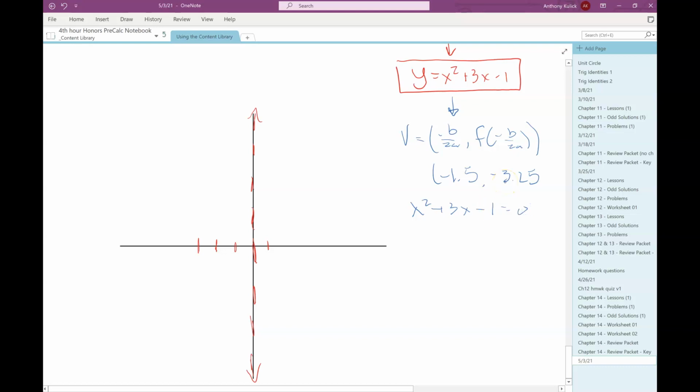Mr. Cole, do you think we're gonna have many of these in the homework? Probably not a lot that are this difficult. You'll probably see at least one.